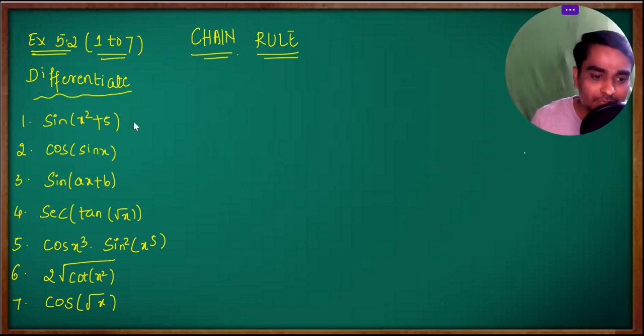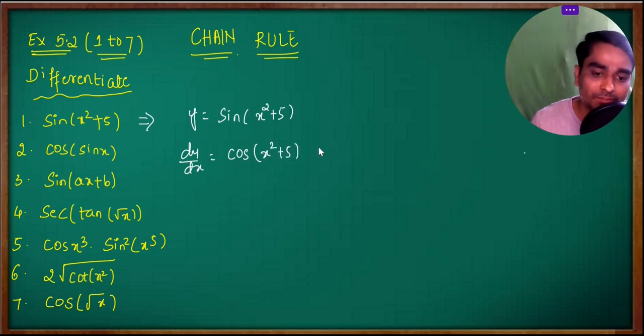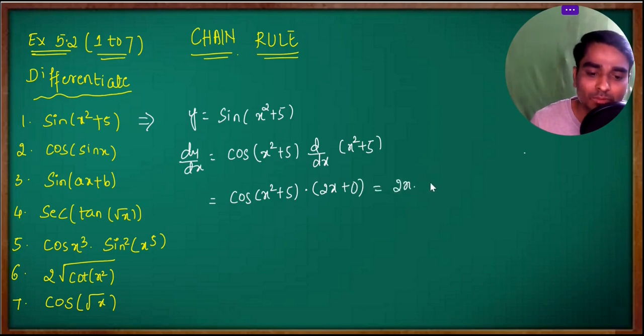So let me take y equal to sine of x square plus 5. Then what is dy by dx? Dy by dx will be first sine of something, so I will write, sine differentiation is cos, cos of x square plus 5. Then I will take the differentiation of x square plus 5 separately in the next step. So this is cos of x square plus 5 into what is the differentiation of x square plus 5? 2x plus 0, which is 2x. So the whole answer is going to be 2x into cos of x square plus 5. This is how chain rule works, correct?